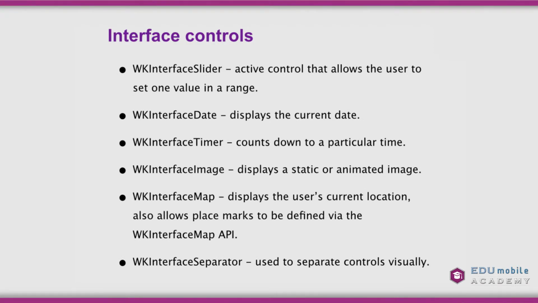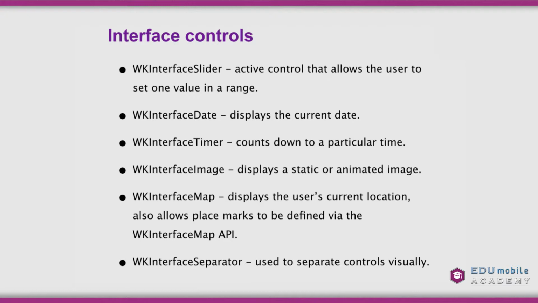WKInterfaceSlider is just like a slider. It's an active control that allows the user to set one value in a range of values by sliding the bar or the thumb of the control, as it's called. Then we have a date. WKInterfaceDate displays the current date. WKInterfaceTimer is a countdown timer. So we can set a particular time at which we want to trigger some event, or we can just say I want to count down for 10 minutes or something like that. An image is an image. WKInterfaceImage, however, is a static image.